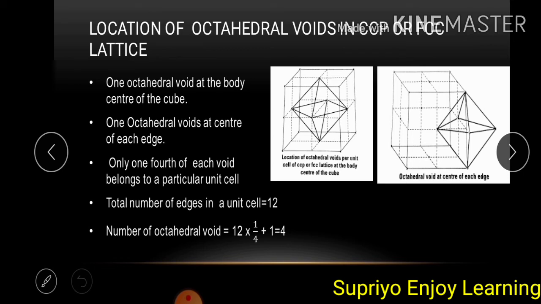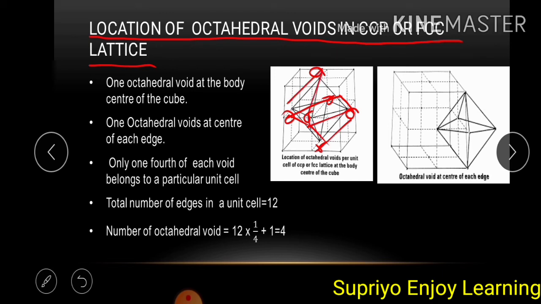Now we will see locations of octahedral voids in CCP or FCC lattice. In FCC lattice, 6 spheres are there at 6 faces. Now if we join the centers of all these 6 spheres with a line, then we will get an octahedral void at the center of the body. One octahedral void will be generated at the body center of the cube.